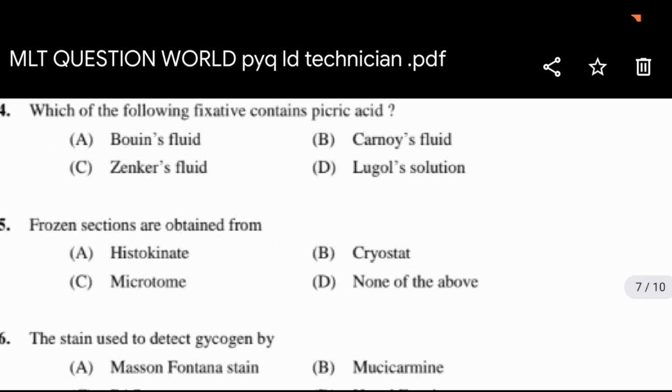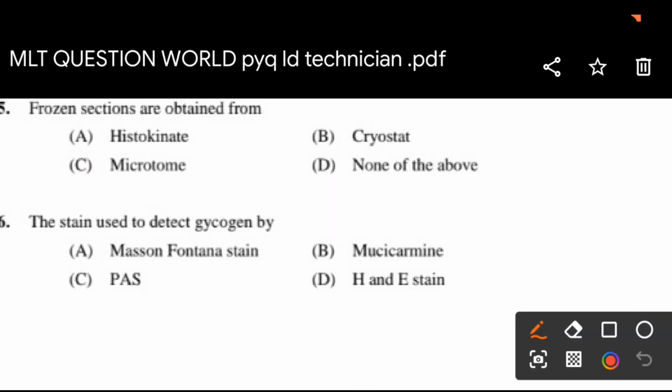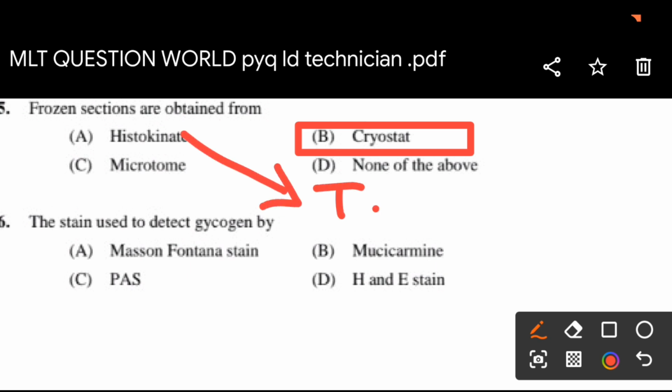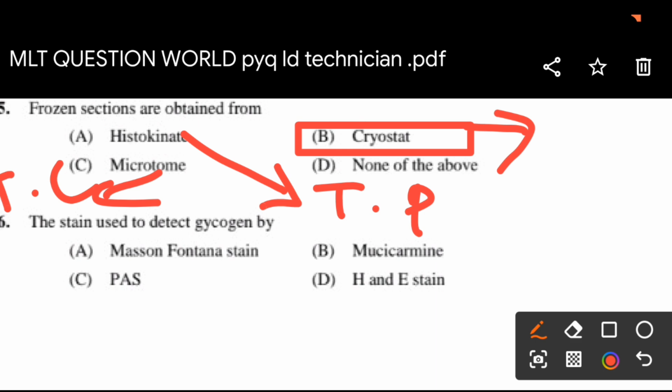Okay. Then, frozen sections are obtained from histokinette, cryostat, microtome, none of the above. The right answer is cryostat. Histokinette is the tissue processing machine. Microtome is used to cut tissue specimens. And cryostat is used for frozen sections.